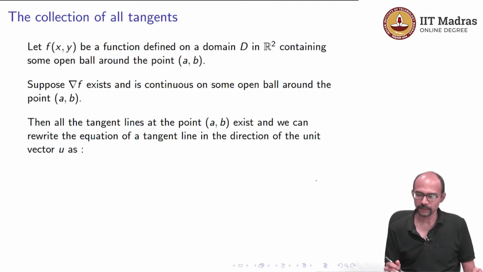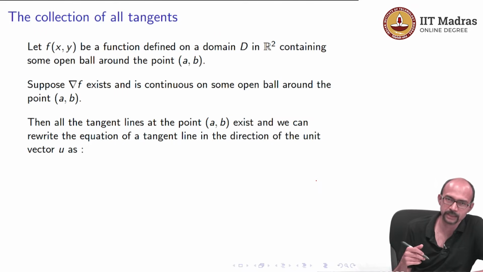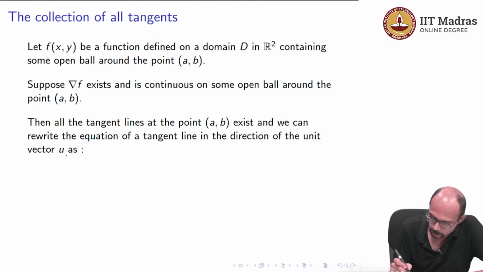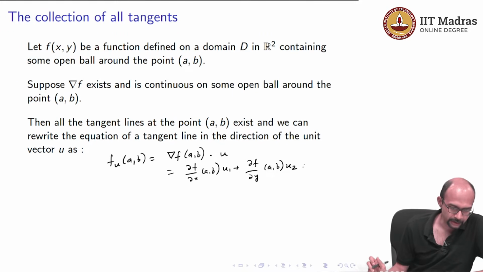So, then we can write down the equation of the tangent line in the direction of the vector u, which means we can rewrite it. Here what we are saying is that I can rewrite f_u of (a, b) as the gradient of f at (a, b) dotted with the vector u. In other words, I can rewrite this as del f del x at (a, b) times u1 plus del f del y at (a, b) times u2.